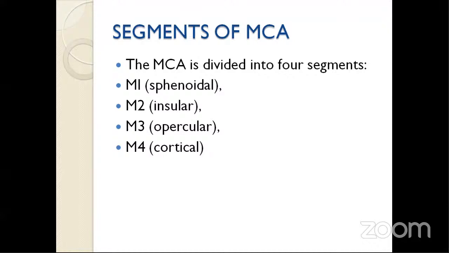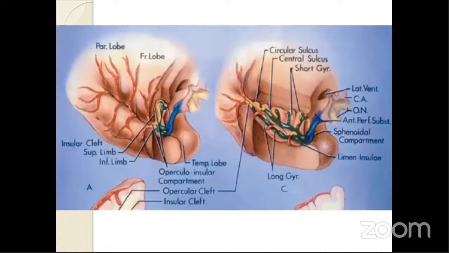So the segments of middle cerebral artery, it is divided into four segments. The first is M1 sphenoidal, M2 is insular, M3 is opercular, and M4 is cortical. This image is showing the frontal and parietal lobes.